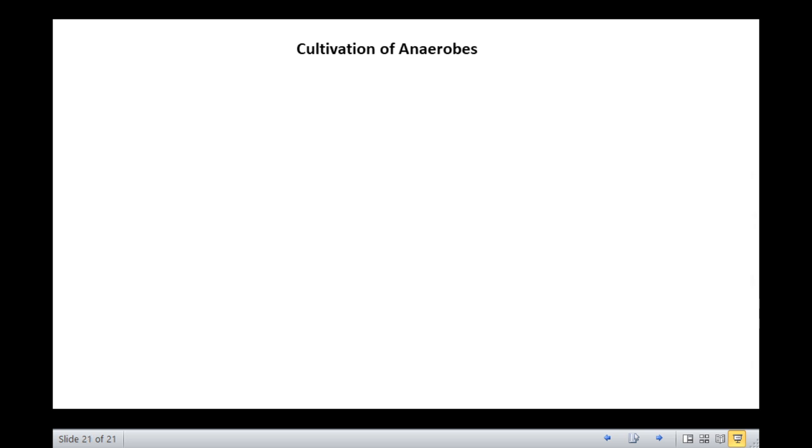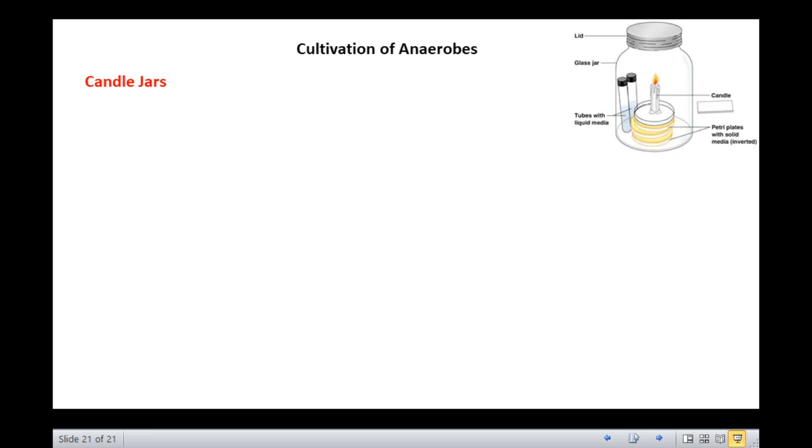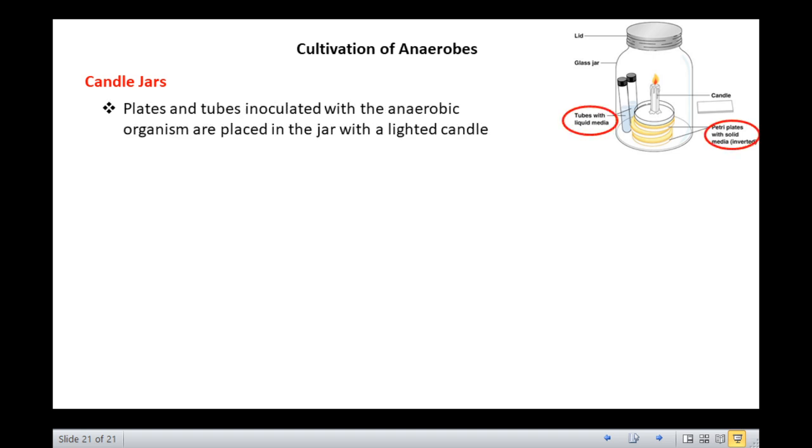The next method is that of candle jars. We all know that a burning candle placed in a closed jar extinguishes after some time due to depletion of oxygen. The same principle is employed to create anaerobic conditions in a closed jar. Plates and tubes inoculated with the anaerobic organism are placed in the jar with a lighted candle and the jar is sealed. The oxygen is consumed and the carbon dioxide percentage is approximately 3%. Candle jars are particularly used to cultivate capnophiles which require an increased carbon dioxide concentration.